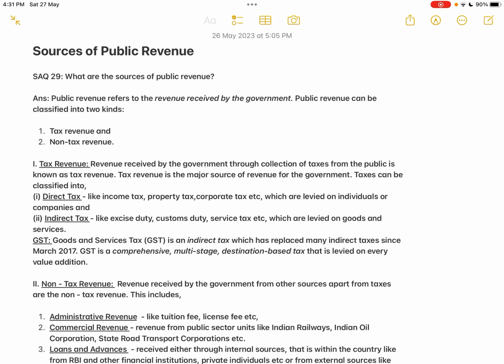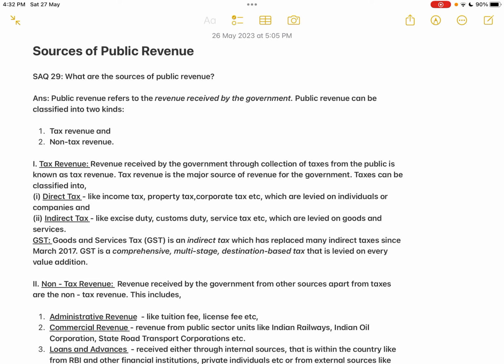So the first is the tax revenue. Revenue received by the government through collection of taxes from the public is known as tax revenue. Tax revenue is the major source of revenue for the government. Taxes can be classified into two types. The first one, direct tax, like income tax, property tax, corporate tax, etc., which are levied on individuals or companies.